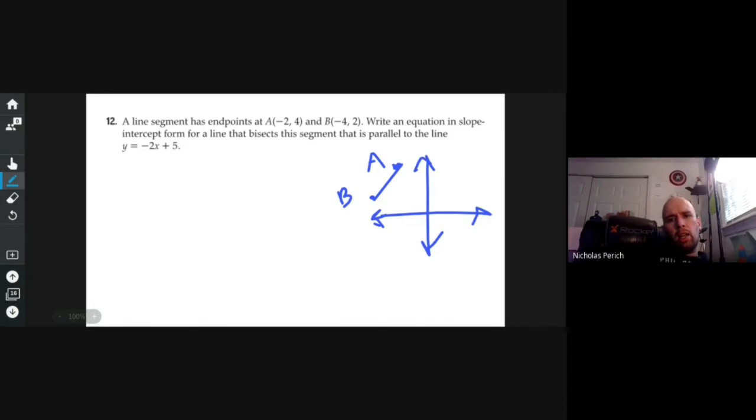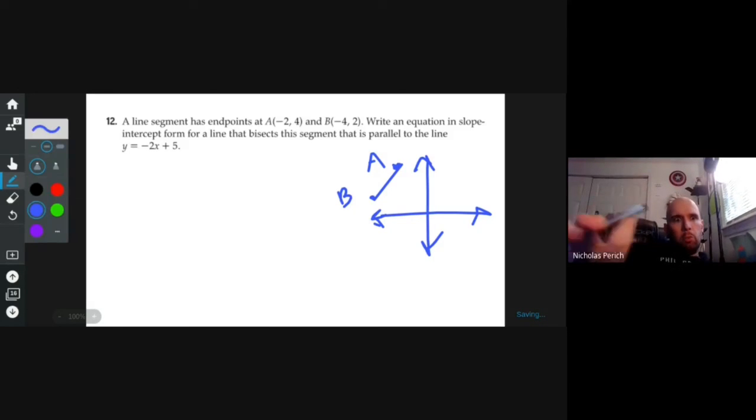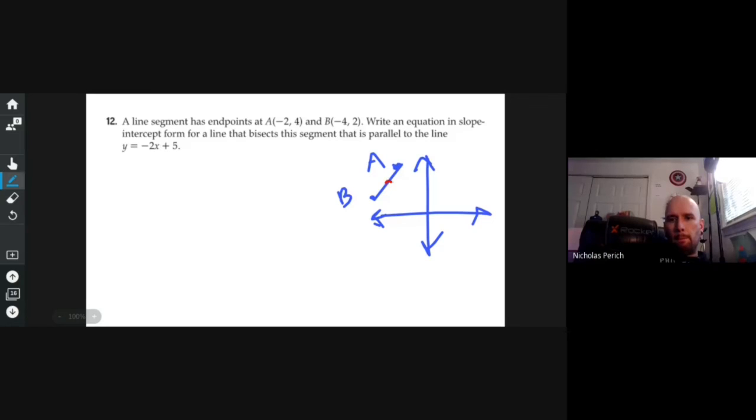a line that bisects it, which means cut it in half there, and is parallel to the line y equals -2x plus 5. So it's going to be parallel to something that looks like this. Okay? So how do I do that? Well, first off, I need that red point. How do I find that red point?